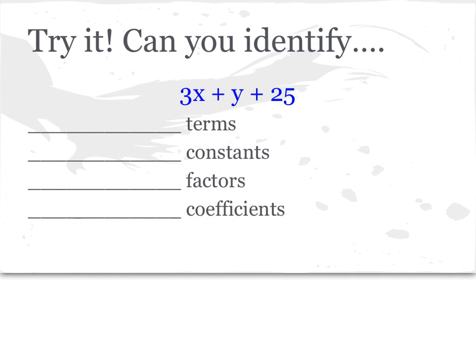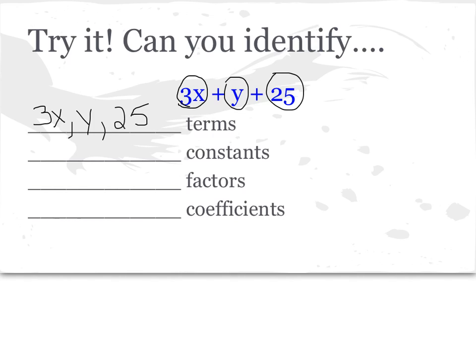Now you try it. Can you identify the terms, constants, factors, and coefficients in this expression, 3x plus y plus 25? I will give you a few seconds. Are you ready? If you said that there are 3 terms in this expression, you would be correct. The first term is 3x, the second is y, and the third is the number 25.